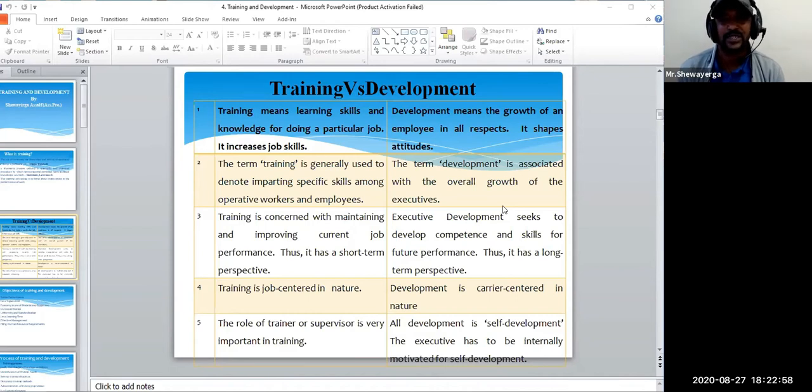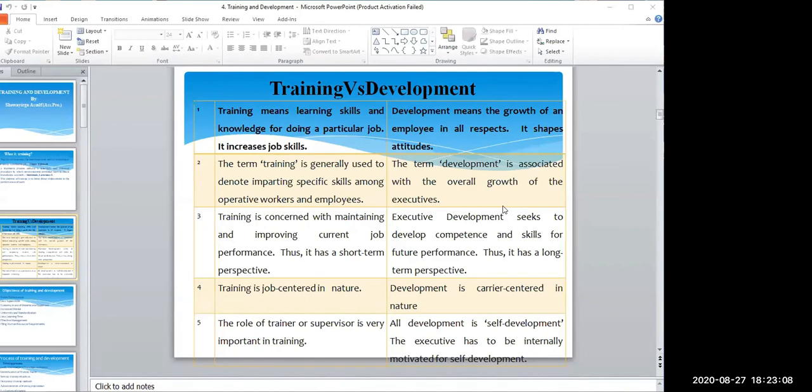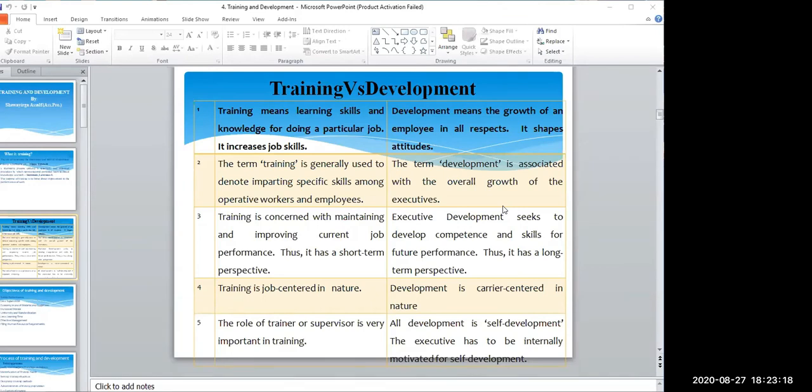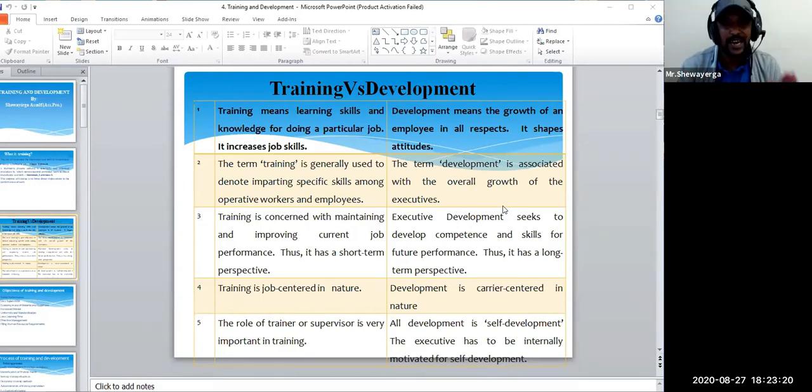Training or development? Which one? Development. So are you a trainer or a student? Student. Development. Why development? Because it is not the act of increasing specific skill and specific knowledge to do specific subjects.